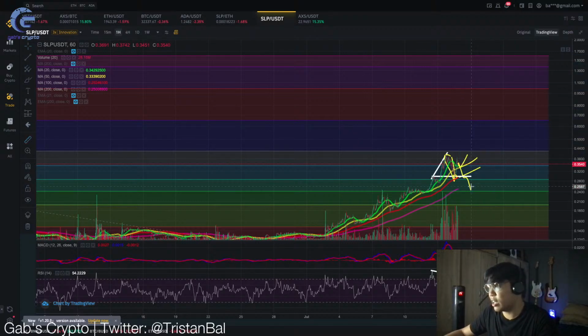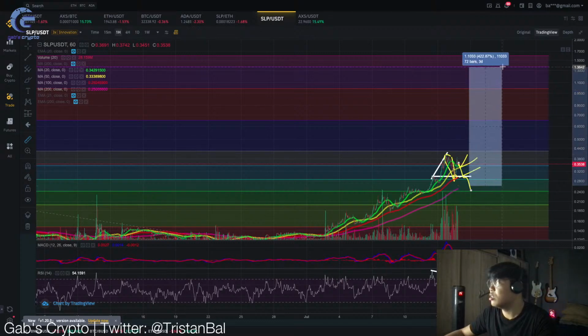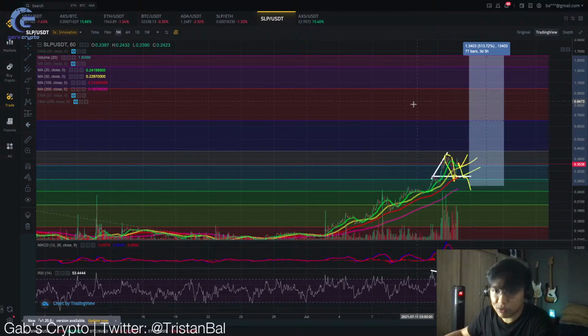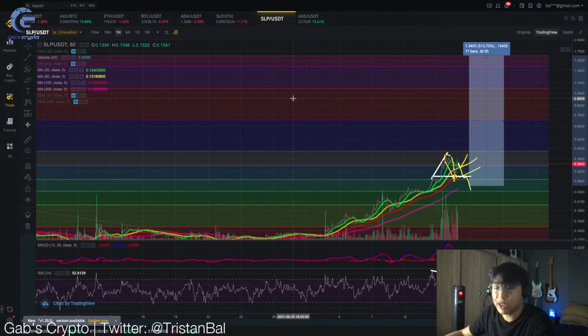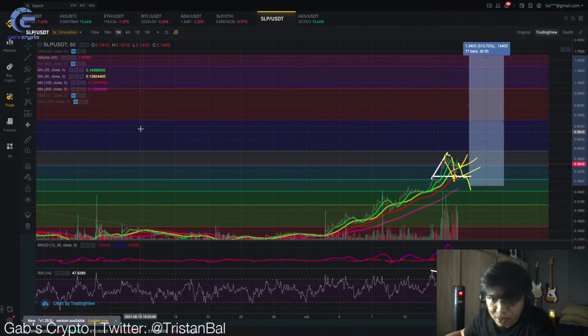Pero if nag-wait ka ng kanyang dump correction, you can actually get and maximize 500% of profit. So yeah, that's for SLP and Axie Infinity token. And ngayon, di ba sabi ko sa inyo, mangyayari lang to provided na nasa bull market year tayo for Bitcoin. So with that being said, let's dive into the Bitcoin long term.